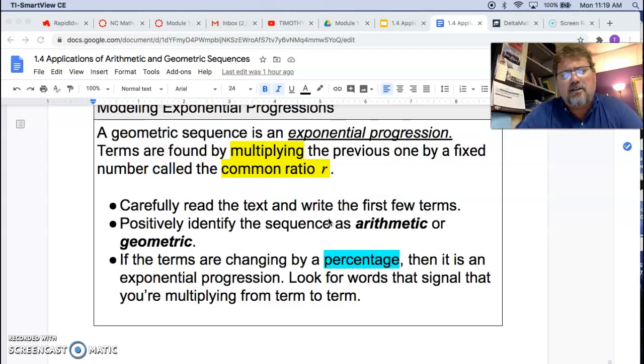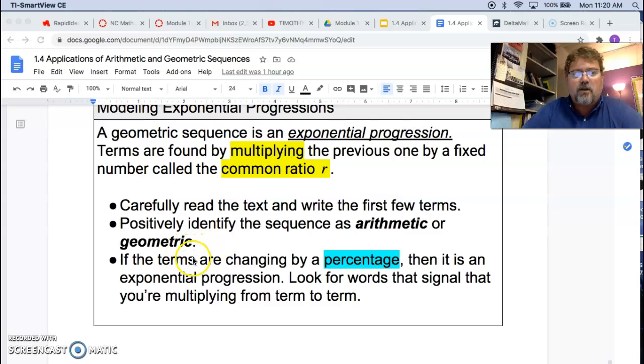And then we'll go through the quick summary of the steps here. It says carefully read the text and write the first few terms. We did that, and it's a smart thing to do. It's just wrapping your head around the context. It says positively identify the sequence as arithmetic or geometric. Yes, that's what you have to do. You can't make a model unless you know what type of data you're modeling.